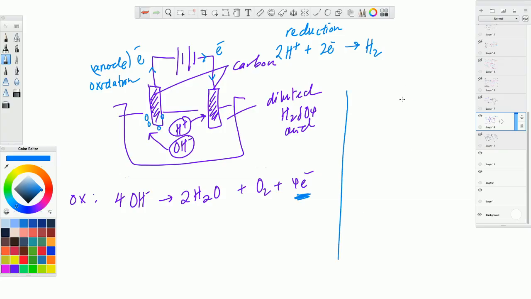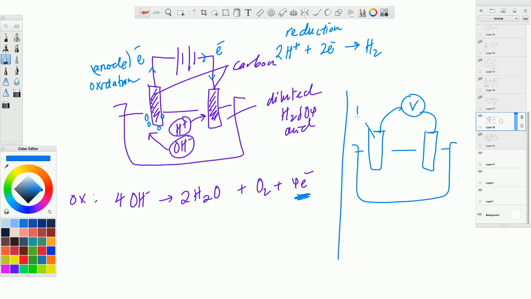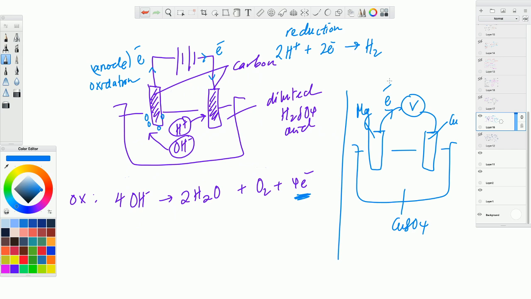Okay. Another simple example is the simple cell. You put magnesium with copper. And here you put copper sulfate solution. Okay, please don't get confused. This one is not electrolysis. This one is simple cell. There's a voltmeter. All right, so magnesium being more reactive, magnesium is the one that releases electron. Okay, magnesium releases electron and the electron comes here. So magnesium now is the anode. Here's the cathode.